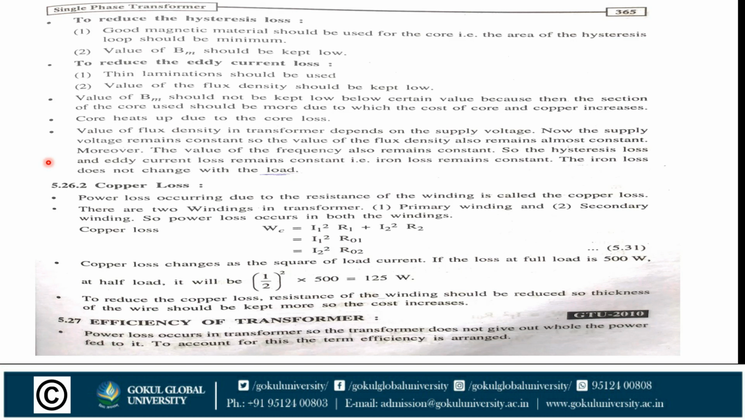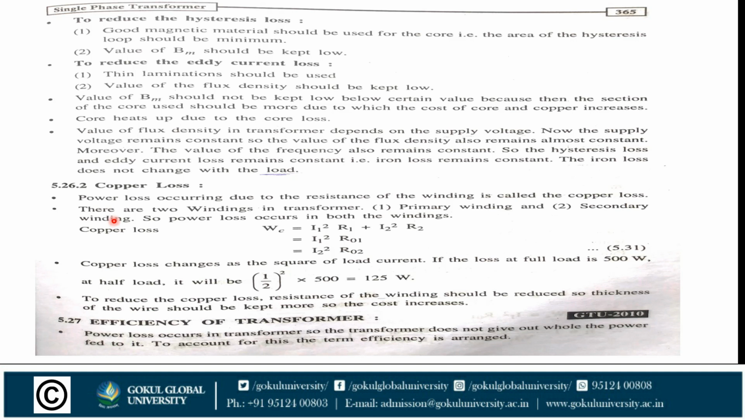Now the second type of losses is copper loss. We know that in the primary winding and secondary winding we use copper winding. So the power loss occurring due to the resistance of the winding is called the copper loss. There are two windings in a transformer, primary and secondary. That's why there are two types of losses, primary copper loss and secondary copper loss.